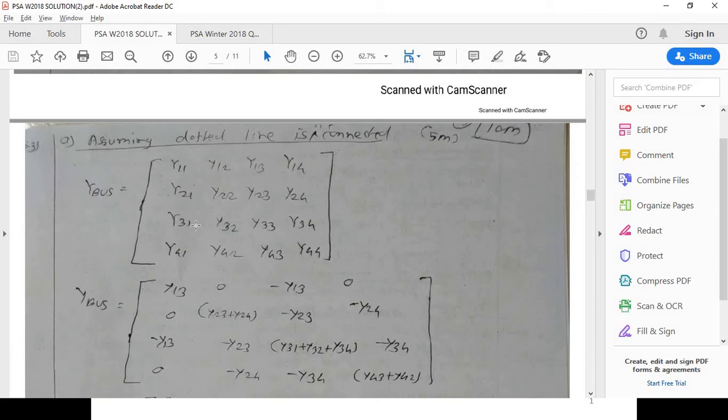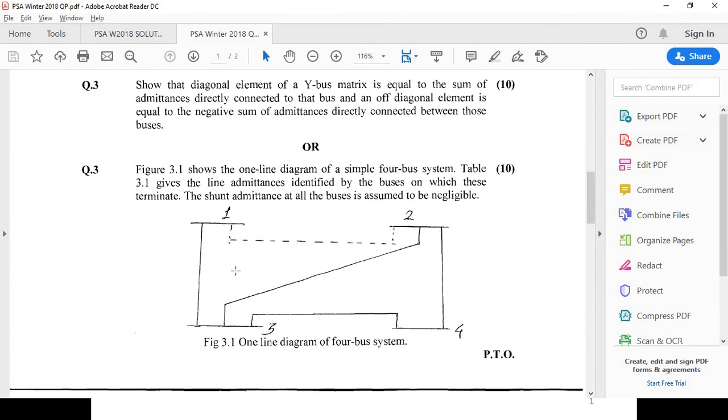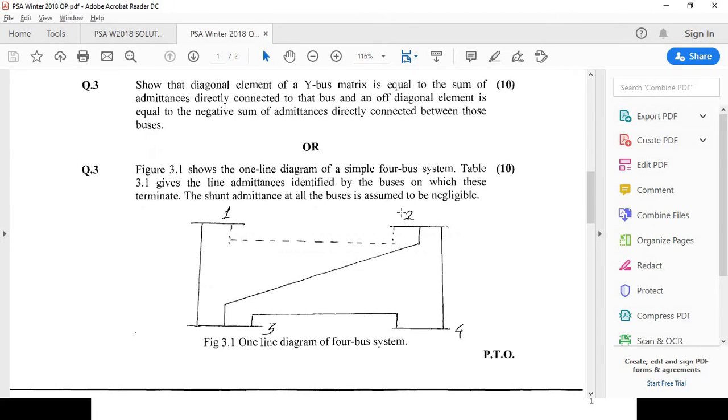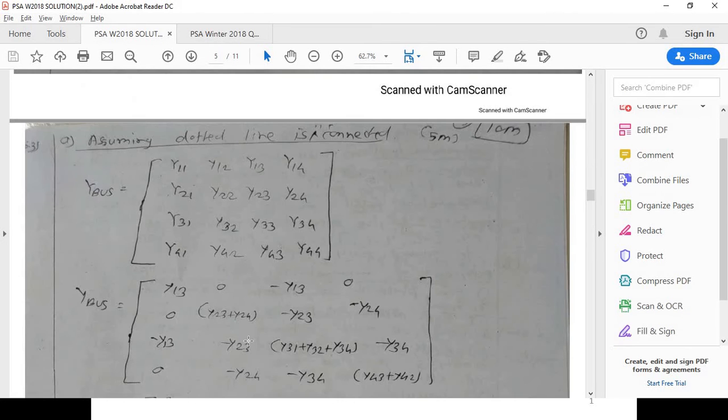Again y31 is an off diagonal element, meaning a negative value, the negative value of the admittance connected between bus number 1 and 3. So y31, since bus number 3 and 1 are connected, will be minus y13. Now y32 is the negative sum of all the admittances connected between bus 3 and 2. Between bus 2 and 3 there is a connection, so it will be minus y23.